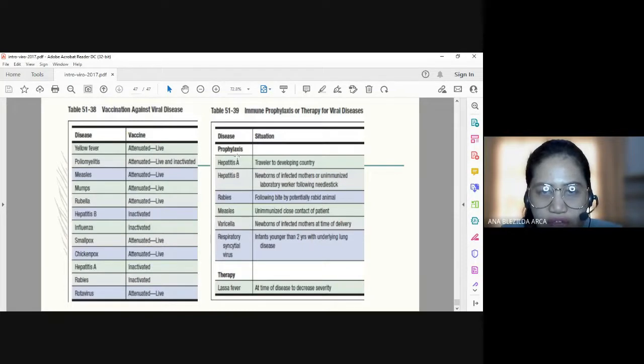So, you can give prophylaxis against Hepa A for travelers to developing countries. Prophylaxis against Hepa B for newborns of infected mothers. For rabies, following the bite. For measles, these are for the close contact. For varicella, for newborns. And for RSV, for infants younger than 2 years of age. So, ito yung mga, meron daw recommendation na magbigay ng prophylaxis.